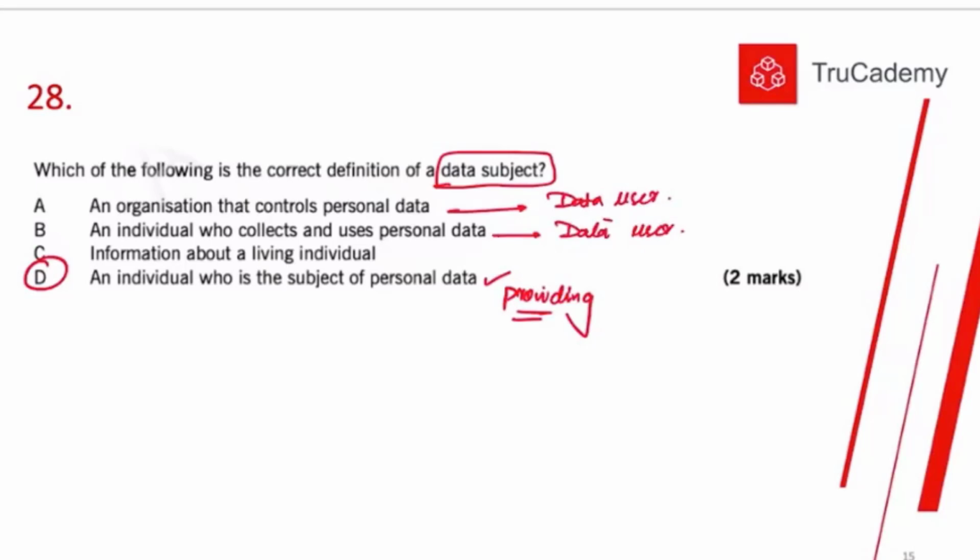And C, information about a living individual. This is just information. This is not data at all, because data is in an unprocessed form, and when we process it, it becomes information. And the last, an individual who is the subject of personal data. So yes, that will be considered a data subject.